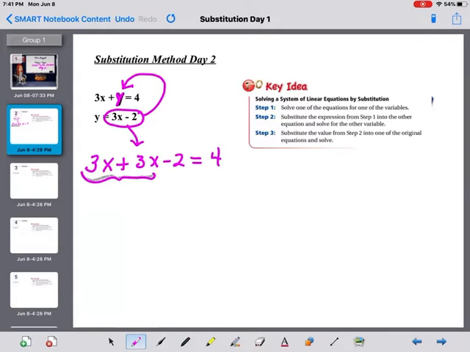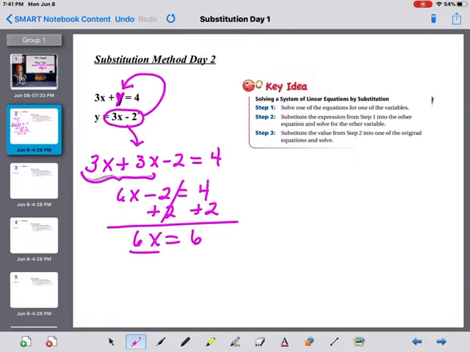I now need to combine like terms. So we have 3x plus 3x is 6x minus 2 is equal to 4. We're going to add 2 on both sides. That will give us 6x is equal to 6. And we're going to divide both sides by 6 to get x equals 1.